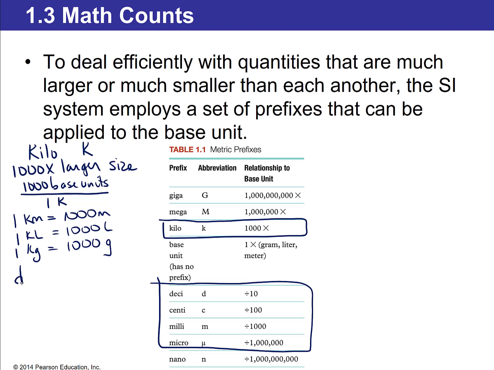So deci, D-E-C-I, is a little d. If you put a little d in front of a base unit, that becomes a deci value of the base unit. Deci, I always think of a decimal place. If you move a decimal 1 place, that's 10. Okay, so deci, I think of meaning 10. It is a measure that is 10 times smaller than the base unit. Whenever you see deci, 10 goes in front of it.